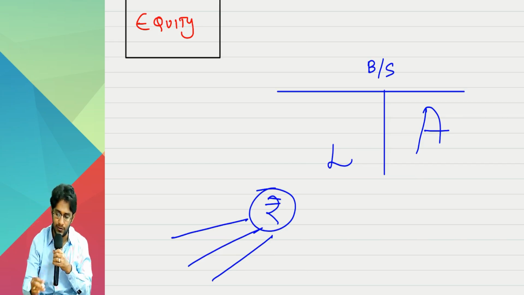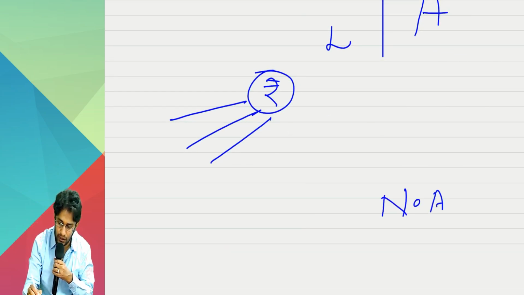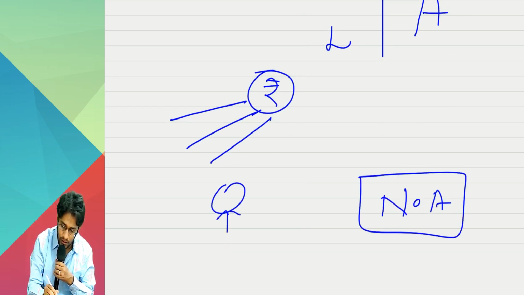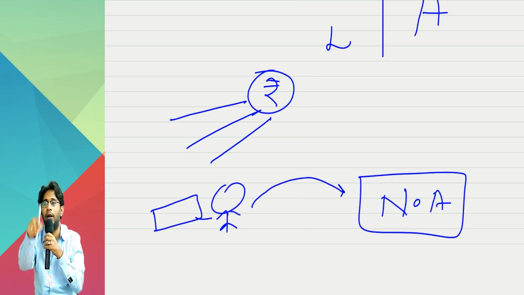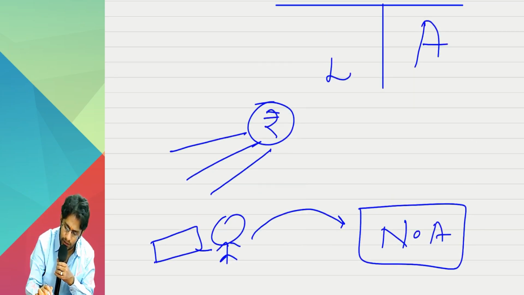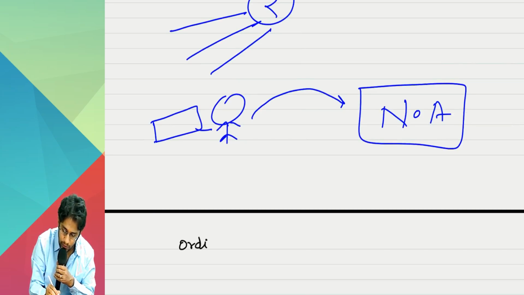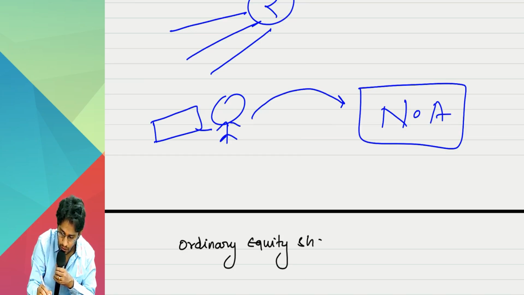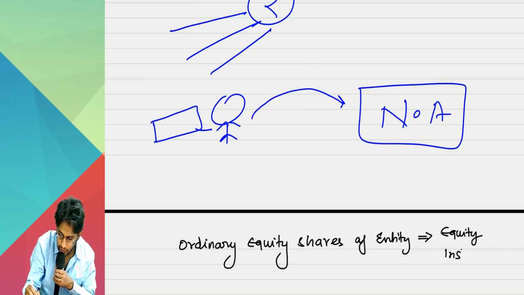After paying all the liabilities means, indirectly he is saying that if a fellow is having a right in the net assets, he will be holding a paper in his hand. That paper is called an equity instrument. The classic example of an equity instrument is the normal ordinary equity shares. Ordinary equity shares of an entity will definitely become equity instruments.